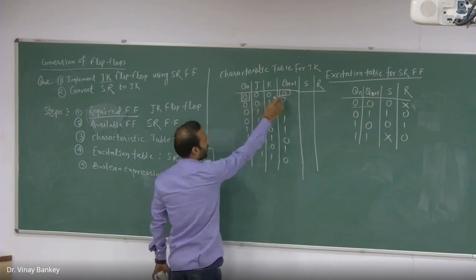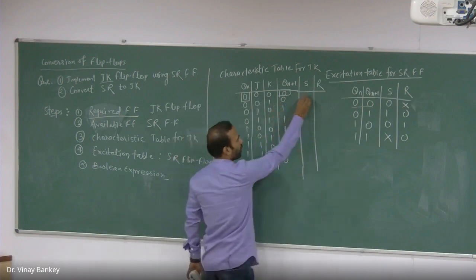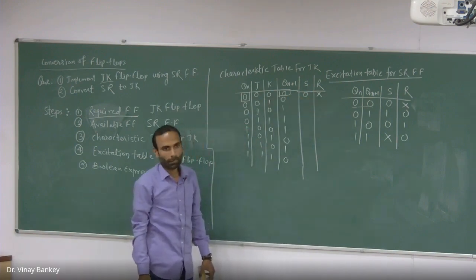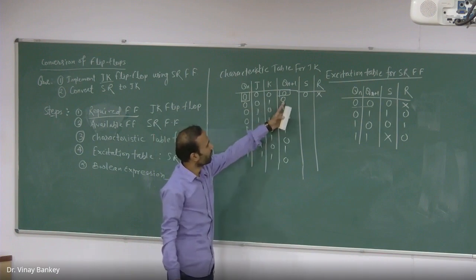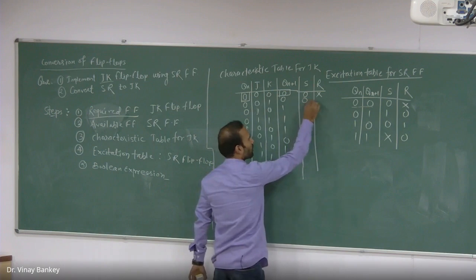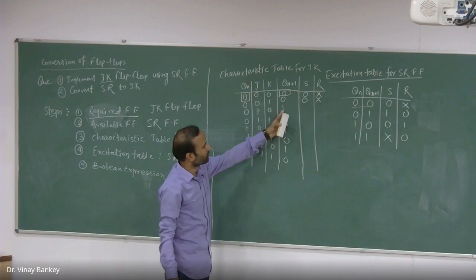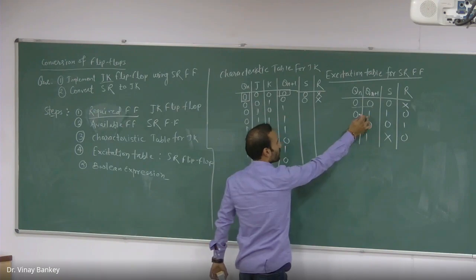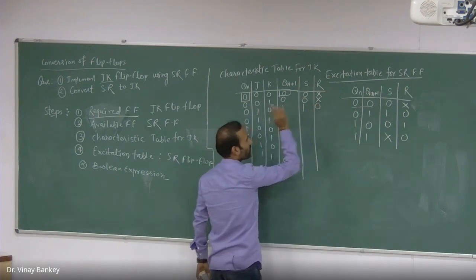If it was 0 and the next is 0 again, what does the excitation table say? 0, don't care, isn't it? Now you will see here what was the previous one. Qn was 0 and again 0. So 0 0 similar, 0 and don't care. Now here 0 and 1. So 0 1, it was 0 and now Qn plus 1, that is the next stage, is 1. So I will write 1 in front of S and 0 in front of R.